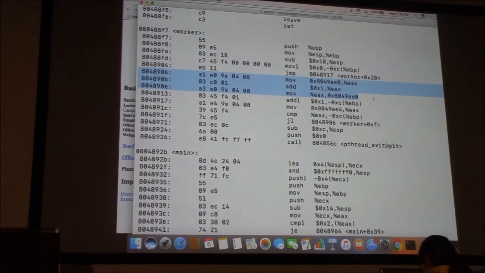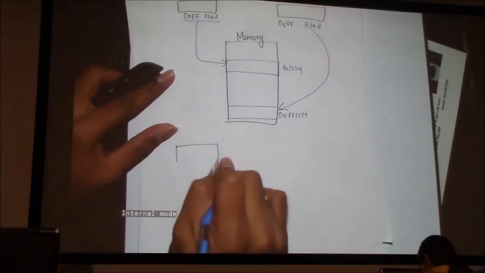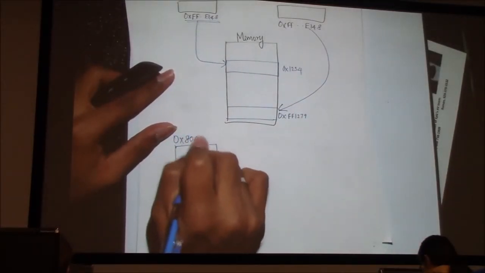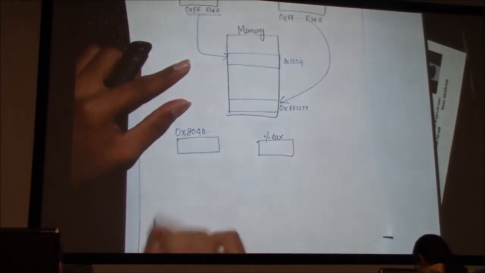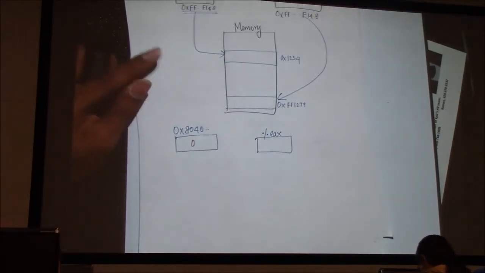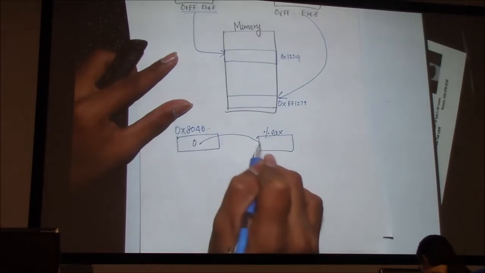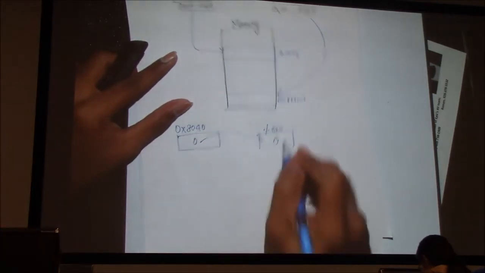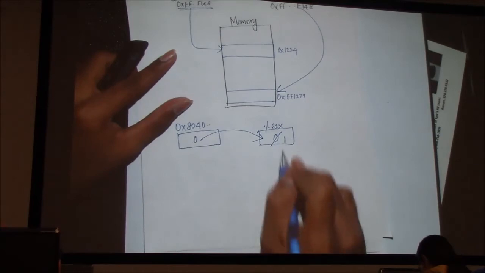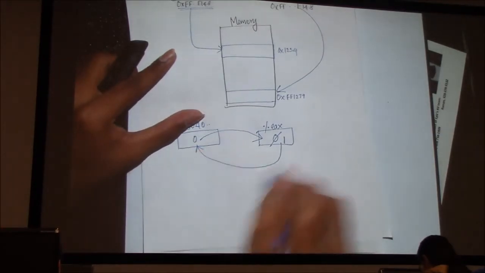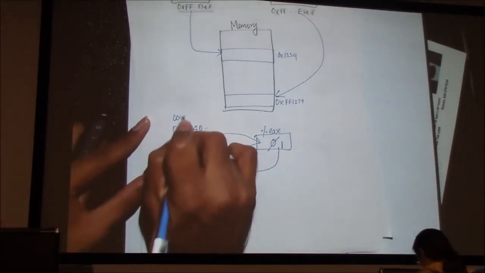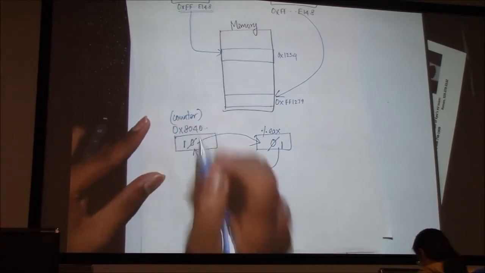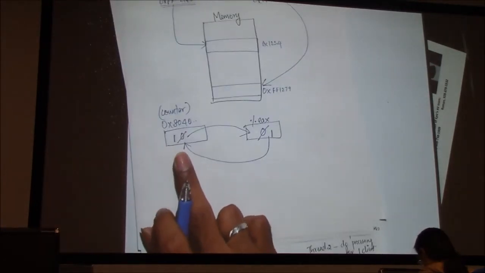So let's assume this is that memory location, 0x8040 something, and this is the EAX register. If the initial value was 0, the first move instruction just copied this to the register. Then the add instruction added 1 here. Then the third instruction, move, moved this value back here. So now we have incremented this counter, the variable counter, by 1, by doing those 3 assembly instructions.